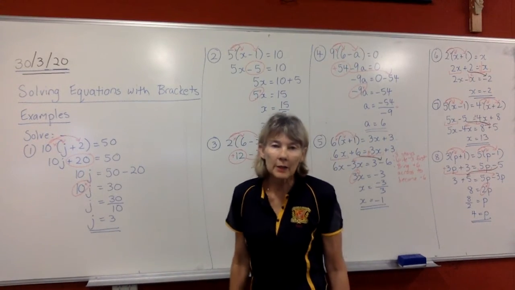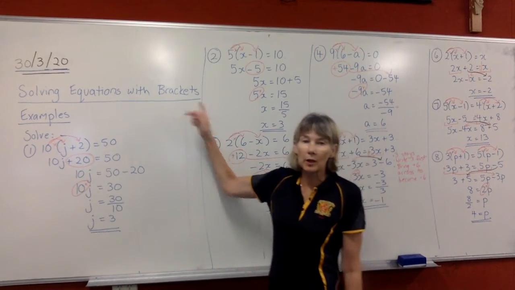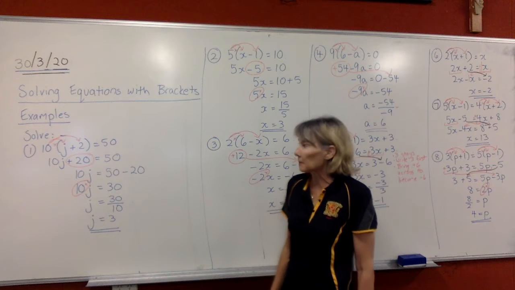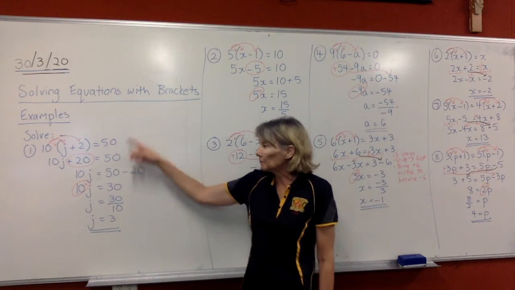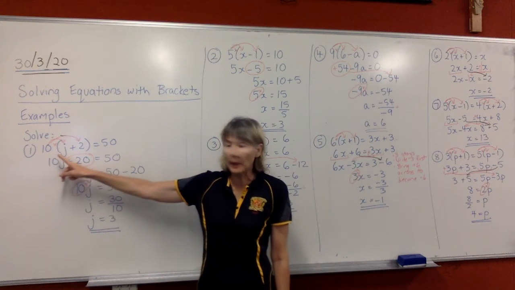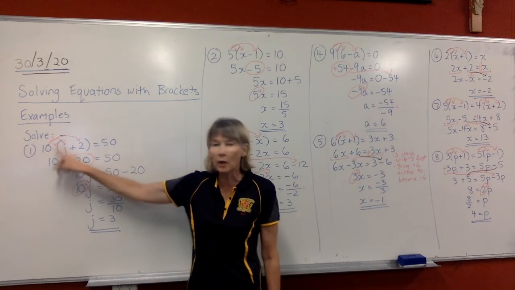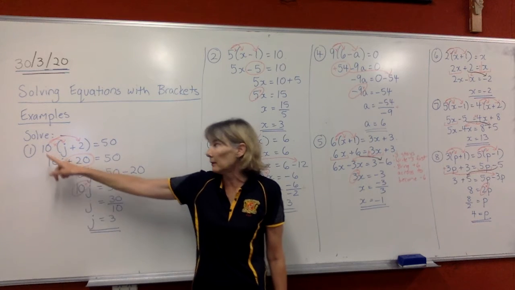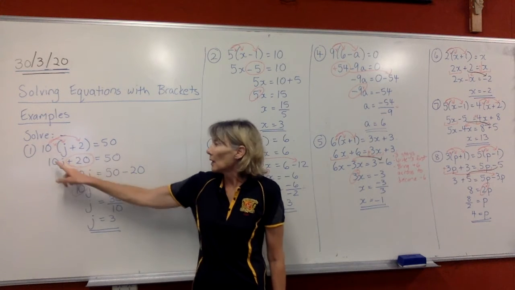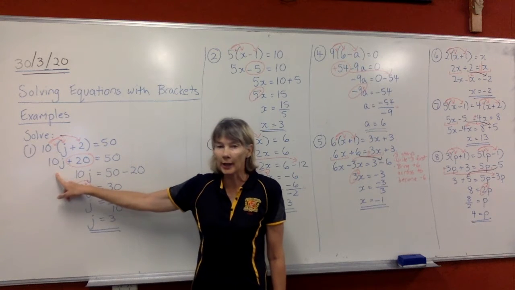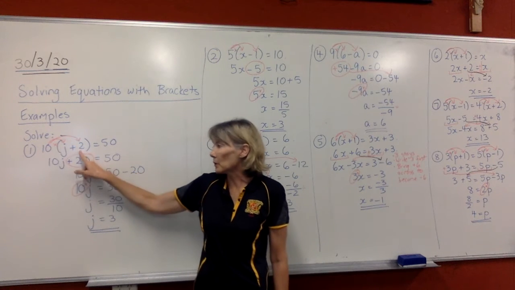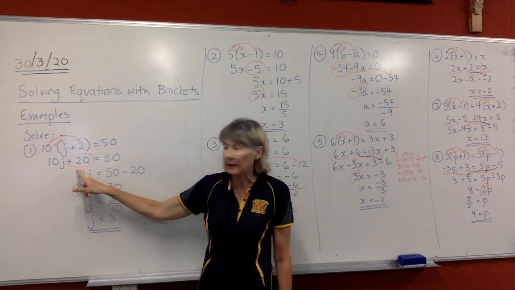Afternoon, Year 8. So today we're going to be doing solving equations with brackets. So we're going to look through some of them now. You know how to expand a bracket. So we're going to put the times sign in with your red pen. Draw the arrows in. 10 times j is 10j. 10 times positive 2 is positive 20.